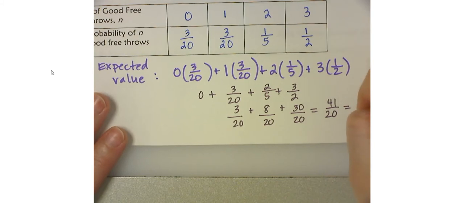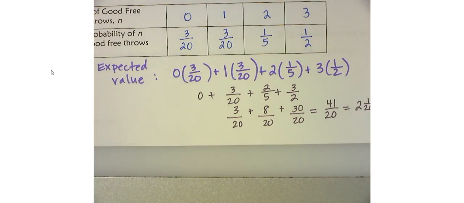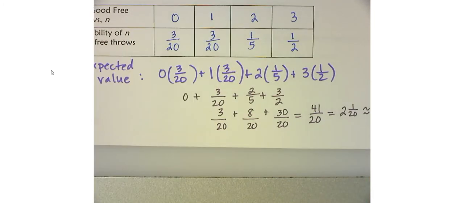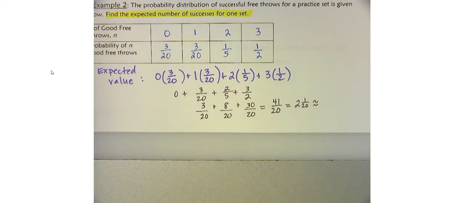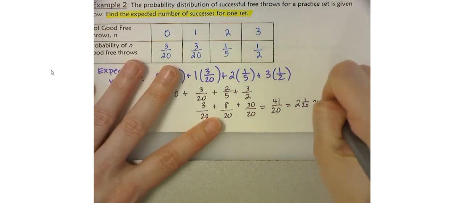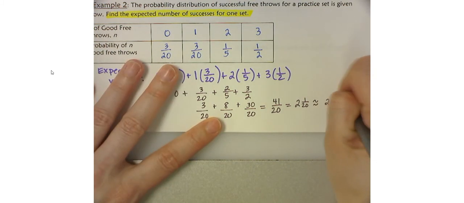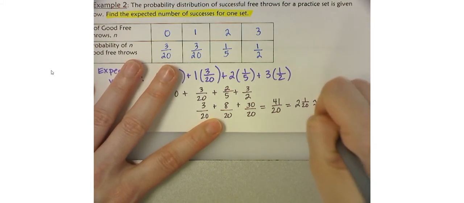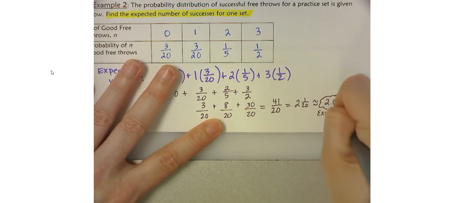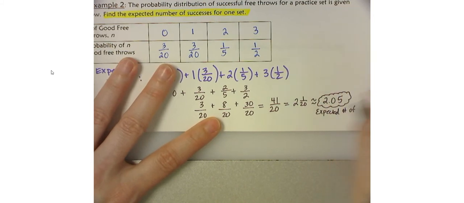Okay. Do you guys know what 1/20th is? Yeah. So like if you know that 1/5 is 0.20, then 1 over 20 is 0.05. Okay, so this is 2.05. That's the expected number of successes. So this is your expected number of good free throws. Okay, so you're expected to make 2.05, or approximately 2 out of your set.